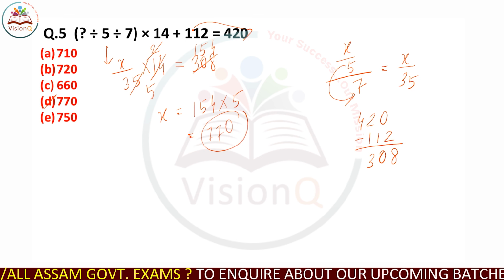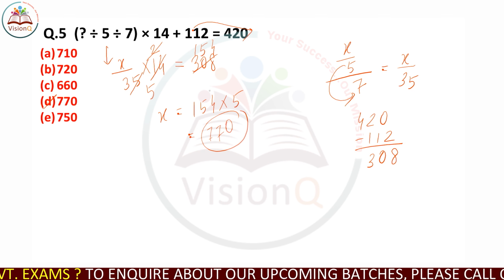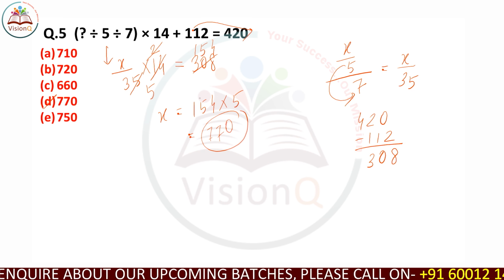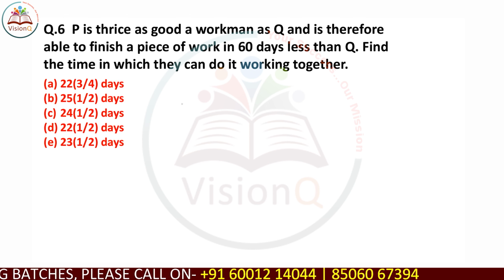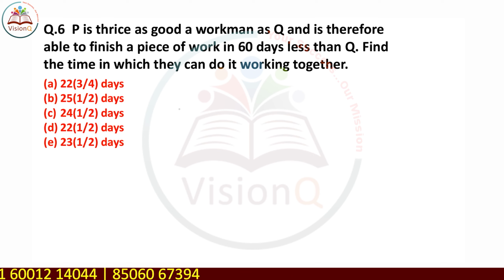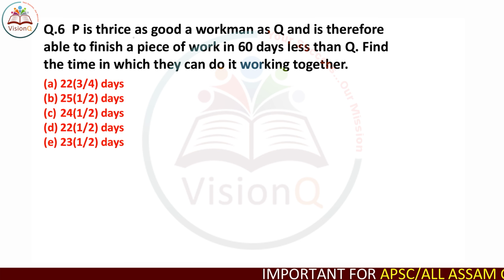So these were the 5 important questions of the topic of simplification, a very important part asked in the examination. So next in front of you will be some word problems. This question number 6 is a question of the topic of time and work. It says that P is thrice as good a workman as Q and is therefore able to finish his piece of work in 60 days less than Q.